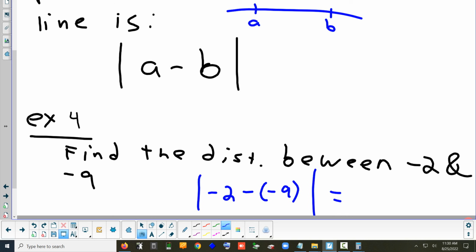And Ben, if I do -2 minus -9, what do I get? It's just adding 5 and 9, so you would get 7. You get 7. This is really -2 plus 9, which is 7. And you know the absolute value of 7 is 7, which means those two numbers are 7 units apart.